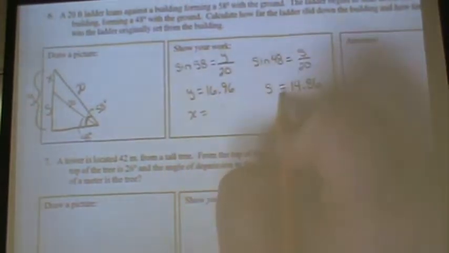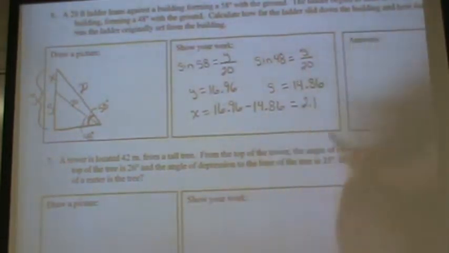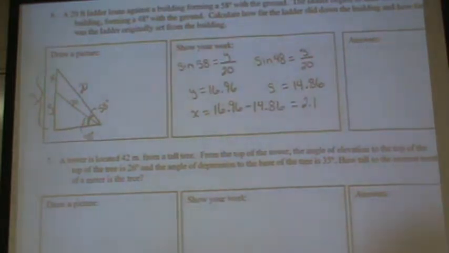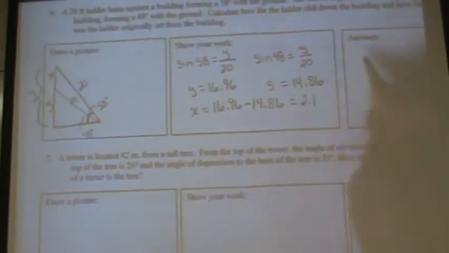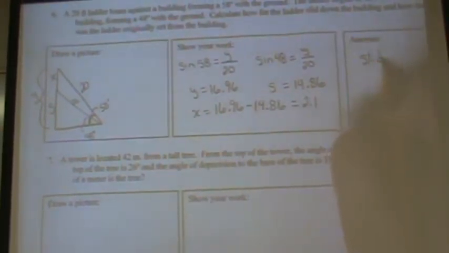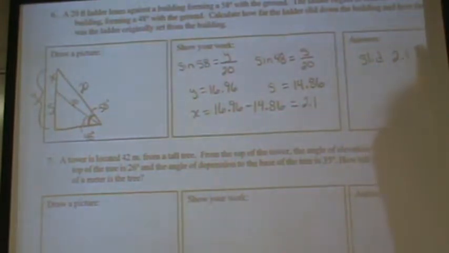So now to find x, we're going to take y minus s, so x equals 16.96 minus 14.86, and we get 2.1. So that answers the first question: calculate how far the ladder slid down the building. So the ladder slid down 2.1 feet.